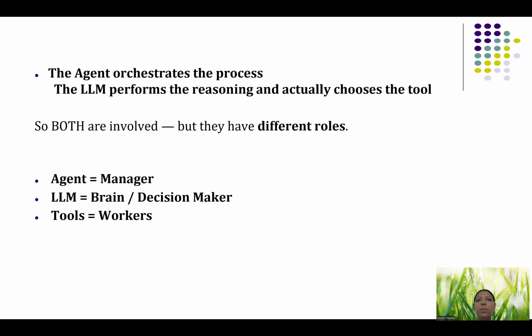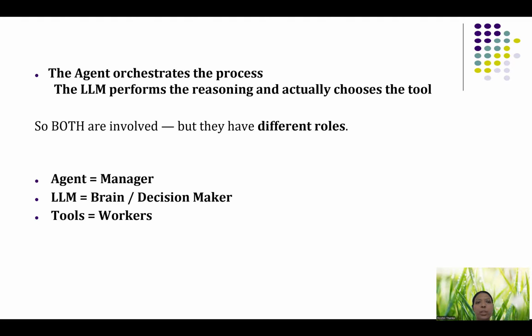So both are involved in different roles. The agent is like a manager, and the LLM is like a brain. It only thinks, and it will understand what kinds of tool are required. For example, if we want some weather information, it will say, okay, go and choose the weather API. Or if I want some medical literature data, then it will suggest we use the PubMed retriever. Like that, the LLM is like a decision maker.